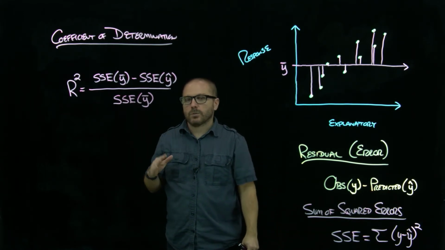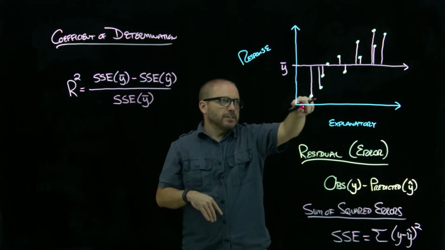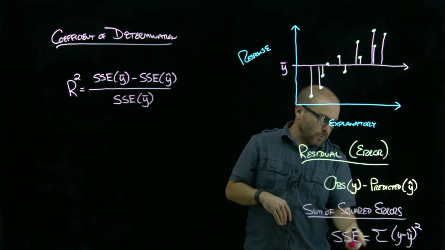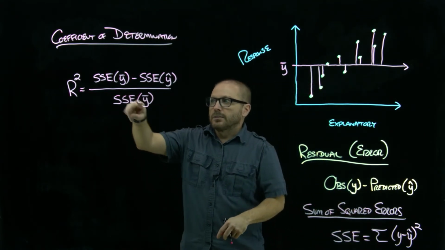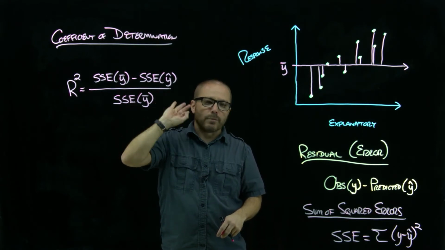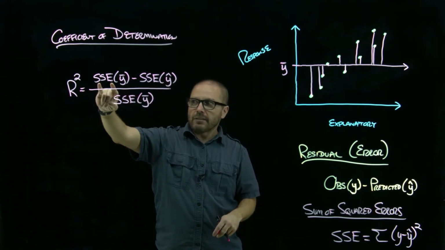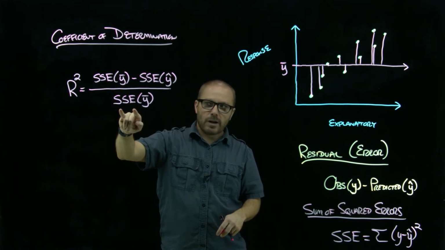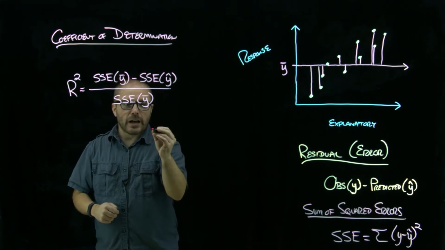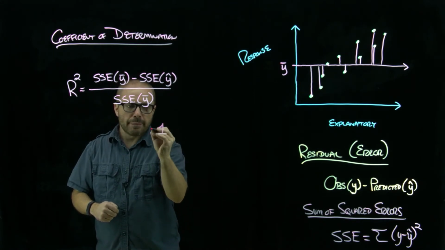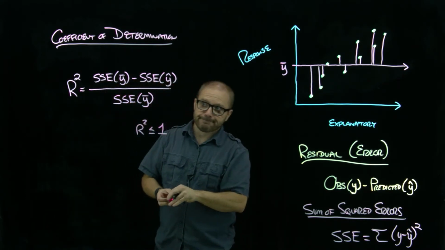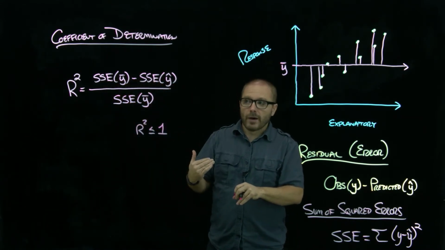So let's think about what could happen here. If our data was perfect, if all this data was on a line itself, then our sum of squared errors would be 0. So we would have this worst case minus 0 over this worst case. So for perfectly linear, you would just have SSE y bar over SSE y bar, which is just 1. So on the high end, r squared could take on a value of 1.